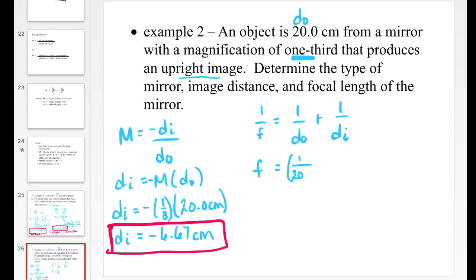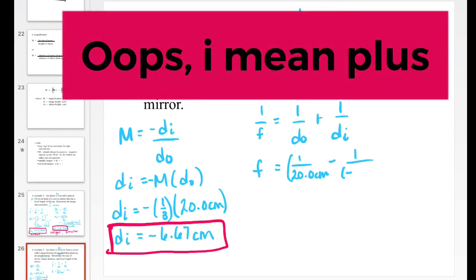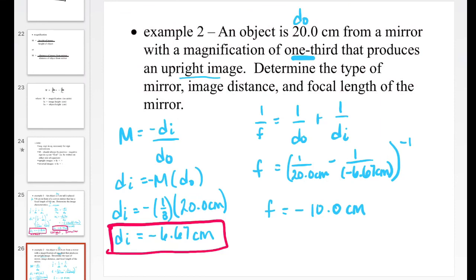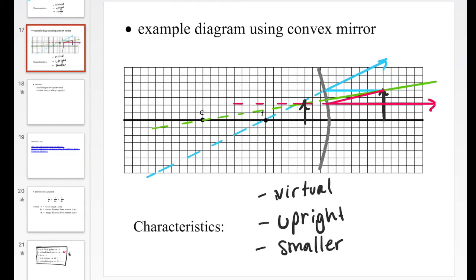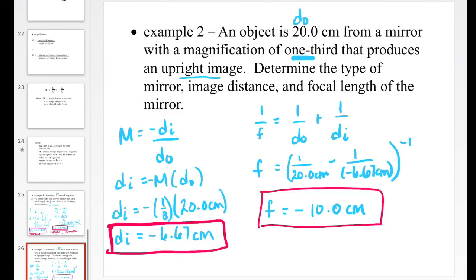So 1/DO is 1/20.0 centimeters minus 1 over the image distance, and again, these negatives are so important. Please do not forget. Then we're going to take the inverse of that. That gets us a focal point of negative 10.0 centimeters. Oh my goodness, negative focal point. So what kind of mirror is this? Well, we know that we get a negative focal point when we have a virtual focal point. When do we have a virtual focal point? When it's behind the mirror. So this must be a convex mirror.